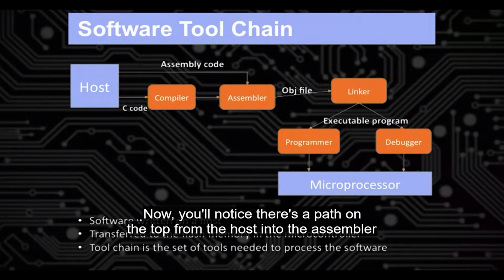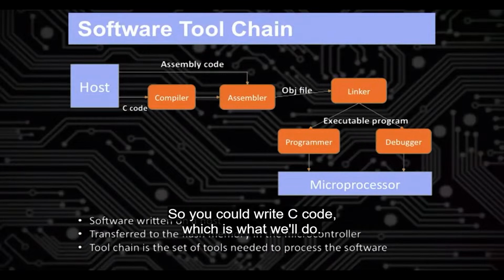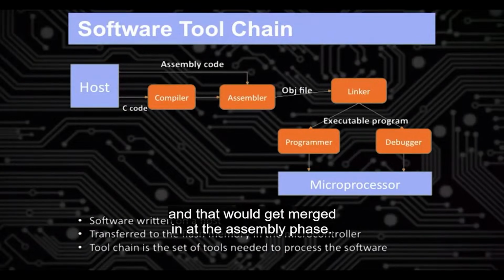Now you'll notice that there's a path on the top from the host into the assembler, assembly code. You could write assembly code directly. You could write C code, which is what we'll do. You could also write assembly code directly. We will not do that, but you could, and that would get merged in at the assembly phase.